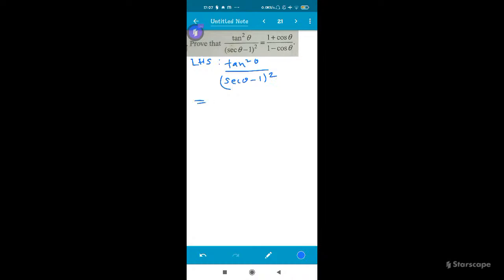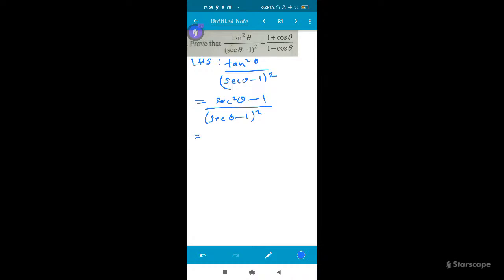So we can write tan square theta in terms of sec theta, right? We know that they have a square relation. So in place of tan square theta, I can write sec square theta minus 1, because sec square theta minus tan square theta is 1. So tan square theta is sec square theta minus 1. And in the denominator, we can write it as it is, sec theta minus 1 whole square.